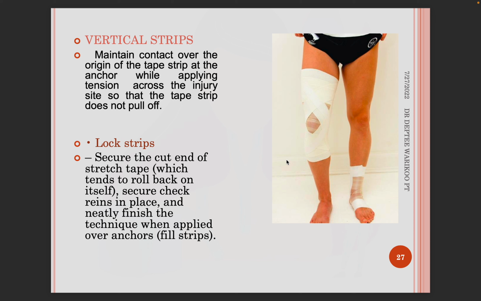This butterfly or check rein can resist stresses with inherent torsion components as well as those that are purely unidirectional. Here you can see these are the vertical stirrups we are applying. This may maintain the contact over the origin of the tape stirrup at the anchor while applying tension. If we apply it in a butterfly shape, we call them butterfly stirrups.